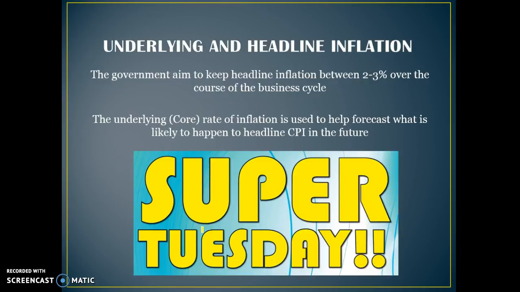So, first of all, the government's main aim is to keep headline inflation between 2 to 3% over the course of the business cycle. However, even though they quote headline inflation in the definition of their goal for monetary policy, the underlying or core rate of inflation is what they're more likely to look at to determine whether they change interest rates. The underlying or core rate gives them the best indication of what's likely to happen to the CPI or inflation in the future, and therefore is the more likely thing that they're going to look at to determine whether they increase or decrease the cash rate.